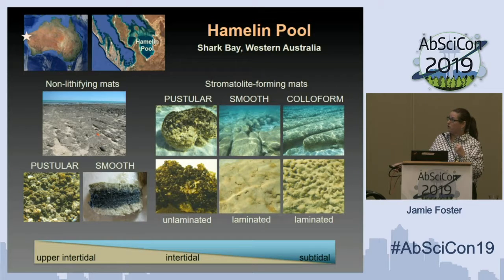I'm going to talk about these four mat types in my analysis. The pustular forming stromatolites, I did not name that, but the pustular ones are in the intertidal zone, whereas the smooth and coliform seem to always be found in the subtidal. And then you have the non-lithifying mats, which are definitely in the upper intertidal regions.